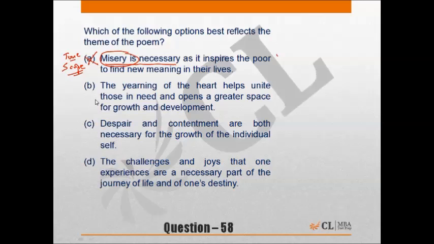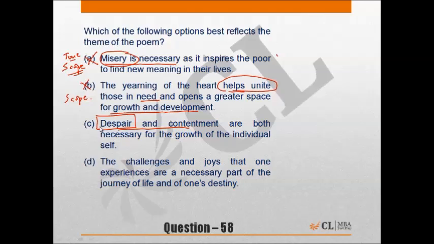Choice B, the yearning of the heart helps unite those in need and opens a greater space for growth and development. This choice also has to be incorrect, because it is not talking about uniting those in need. So choice B is definitely incorrect on account of scope. Choice C, despair and contentment. I don't like this word despair at all, because the overall tone is positive to me.